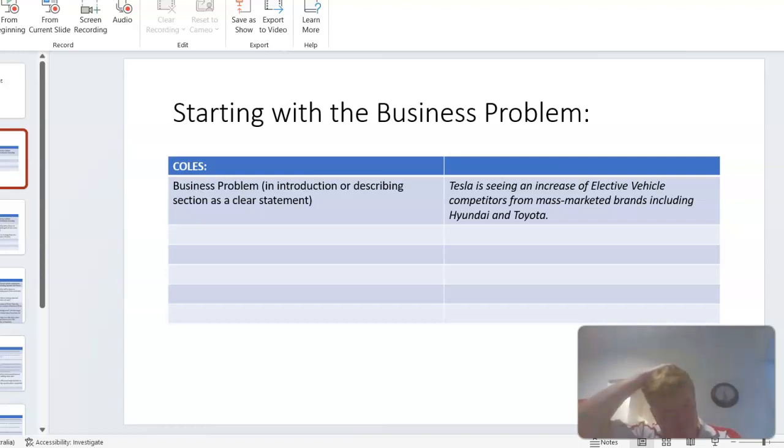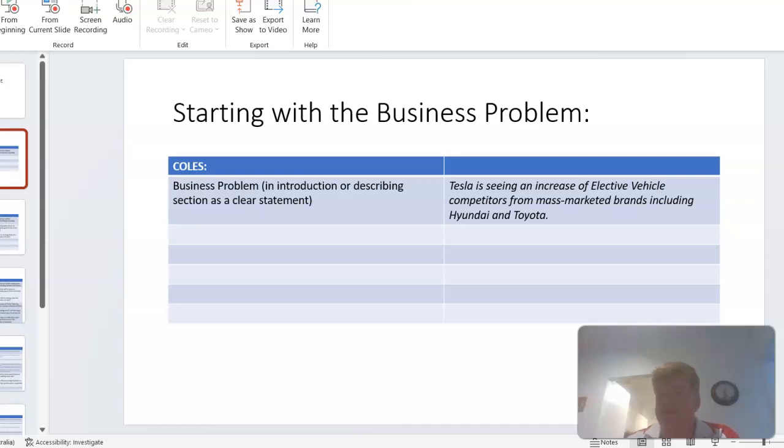So the business problem is the clear statement about what the problem is. It might be about reducing market share. It might be about flat profit growth. It's the core of the assignment. Because what we're going to do is look at operations, look at marketing, and say, okay, how do we solve this business problem within the scope of what the assignment is about? So as an example, I popped an example of Tesla on the side.